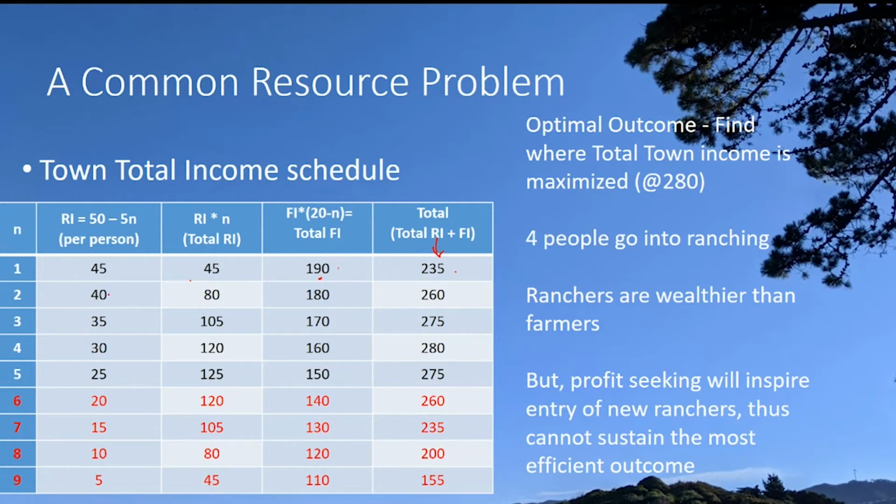What if 2 ranchers go into business? 2 ranchers is $40. 40 times 2, the N, is going to be $80. Now we've only got 18 farmers, so 18 times 10 is 180, and that's going to give us a total of 260. Now we do that all the way down the list, row by row, and we get income going from 235 to 260 to 275 to 280, and then it starts to come down.